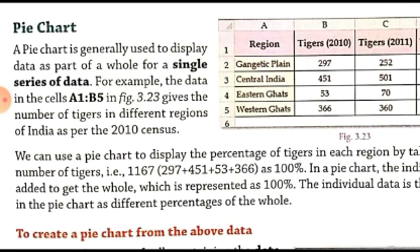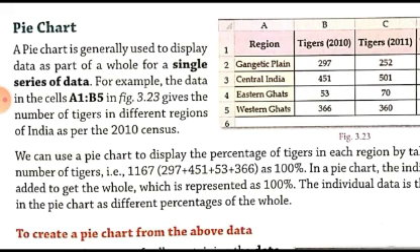Then Excel will calculate the percentage of every particular region by dividing the number of tigers in that region by the total number of tigers and multiplying by 100. This is a simple formula for calculating the percentage. All of you know how to calculate the percentage for any region: divide the number of tigers in that region by the total number of tigers and multiply by 100. That calculation is not done by us, but it is done by Excel.